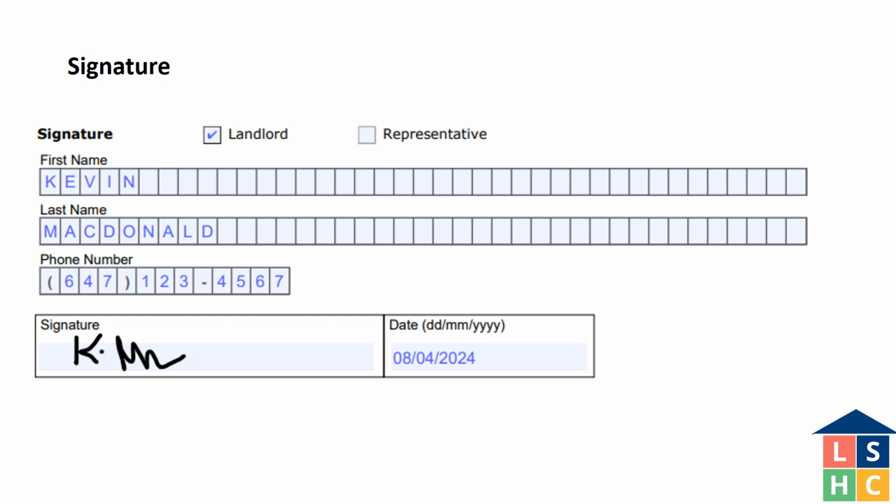If there are multiple landlords, only one of them needs to sign the notice. The date next to the signature is the date the notice will be given or sent to the tenant. Review the notice to make sure there are no mistakes, that you understand what you are giving to the tenant, and keep a copy for yourself. If there are multiple tenants, make a photocopy for each.